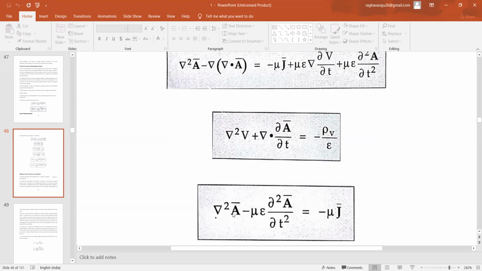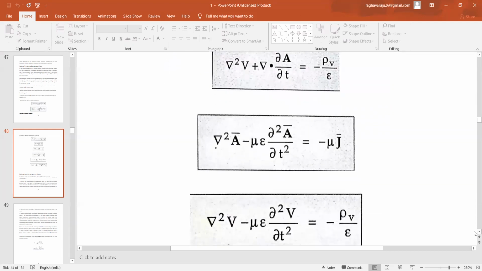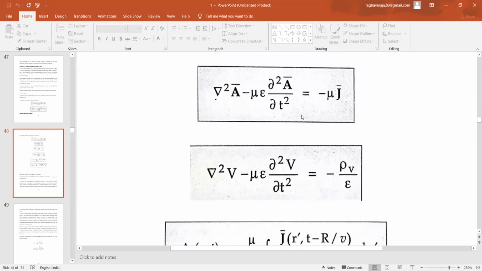So del square A bar minus mu epsilon dou square A bar by dou t square equals minus mu J; you can substitute from this. By simplifying this expression, del square V minus mu epsilon dou square V by dou t square equals minus rho v by epsilon.